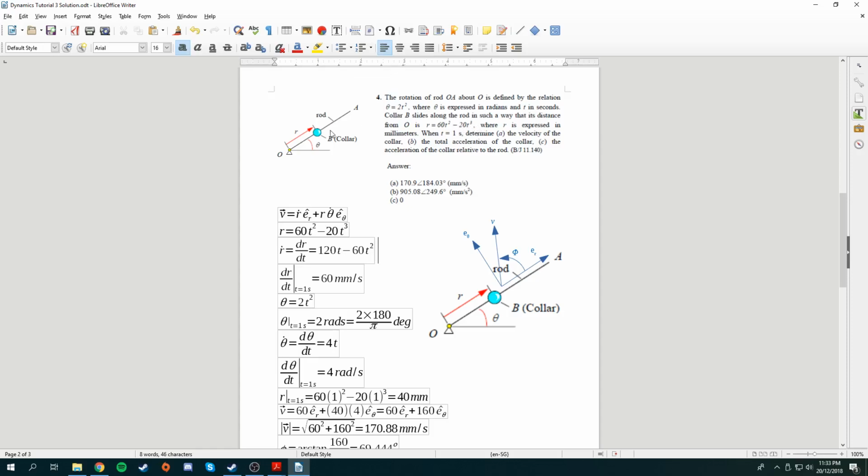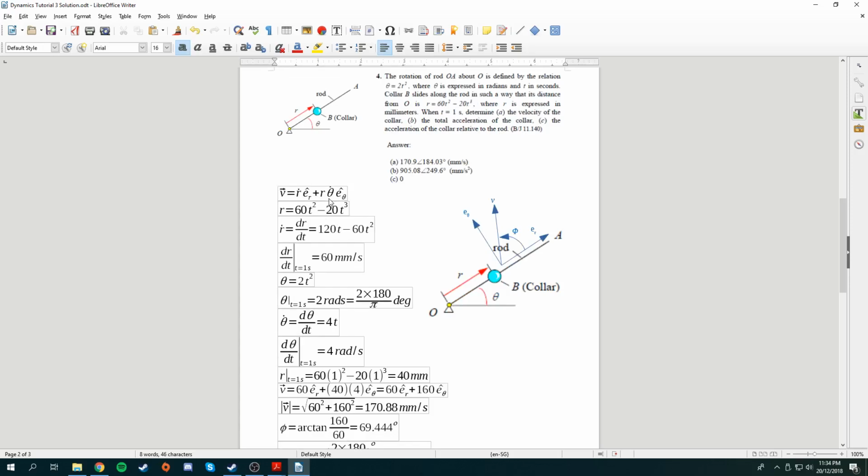Alright, so we're trying to find out what's the velocity of this collar when time equals 1 and the total acceleration when time equals 1. So to do this question, let's write down the general velocity form, and that will be v equals r dot er plus r theta dot e theta. To find r dot and theta dot, because these are the two unknowns that we do not have, we have r. We can solve it very easily by doing differentiation.